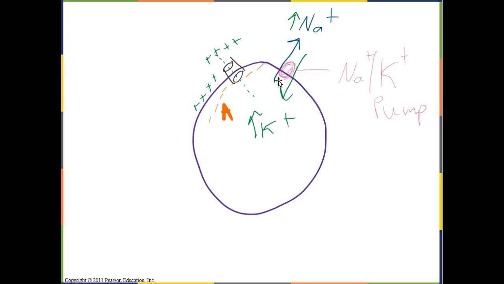So the same thing is happening in your muscles because every cell in your body has the sodium-potassium pump, and a resting membrane potential that is somewhat negative on the inside. Let's just set that aside for now.